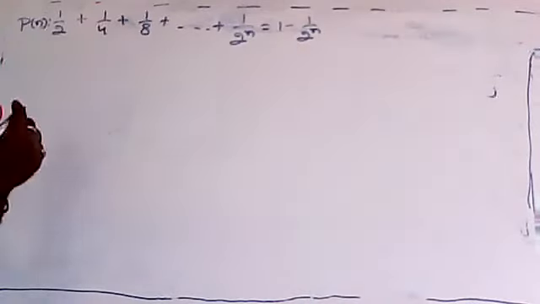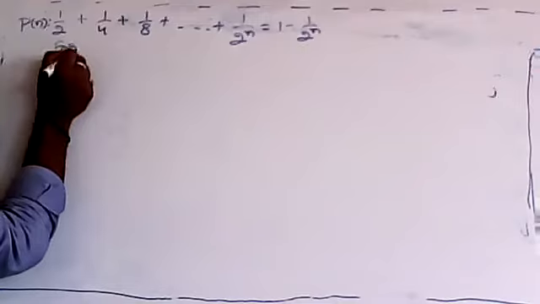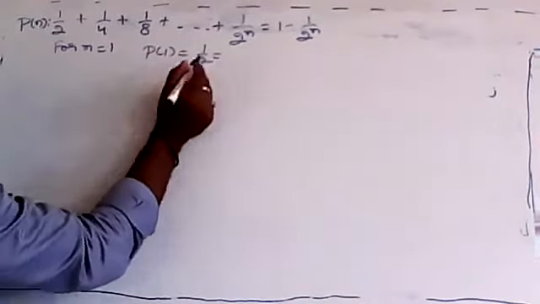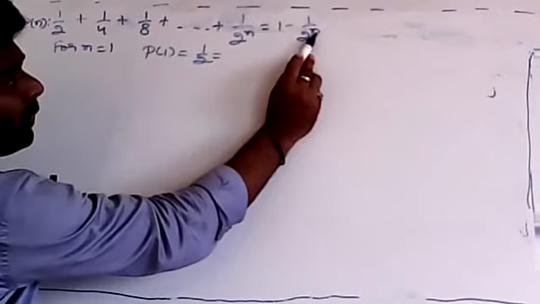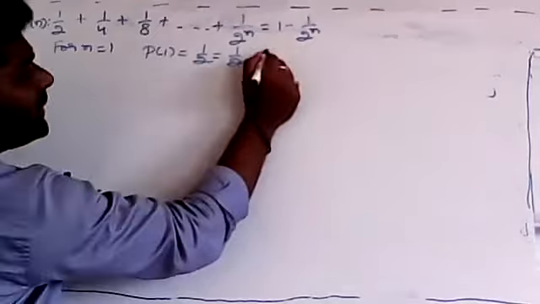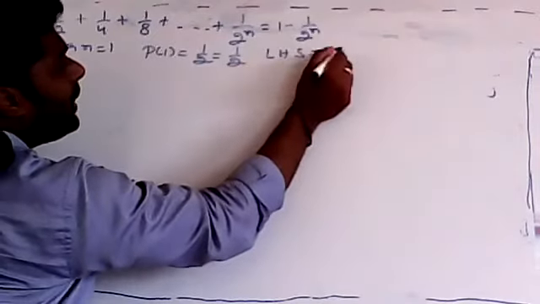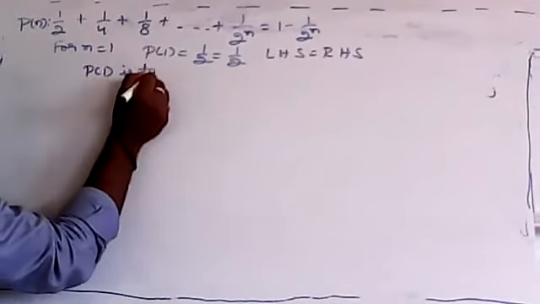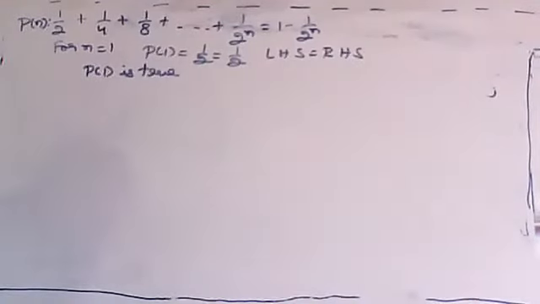P of 1 is 1/2. It's correct, Ritika. So for n equal to 1 we have to take it. P of 1 is 1/2, which is equal to, here if you put 1, 1 minus 1/2 is nothing but 1/2. So here the LHS is equal to the RHS. It means P of 1 is true. Right or not? Yes, correct.